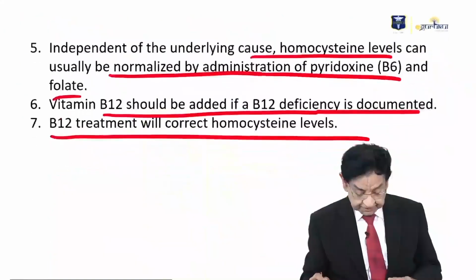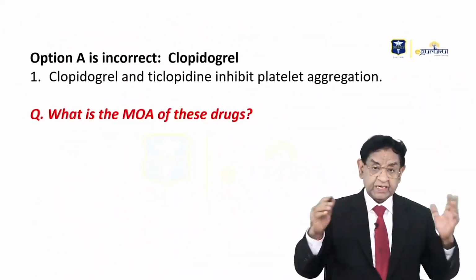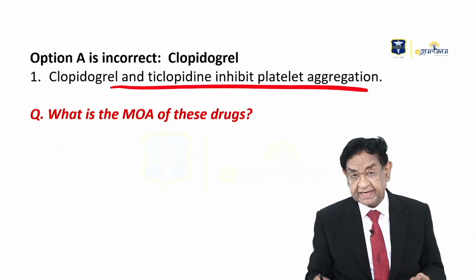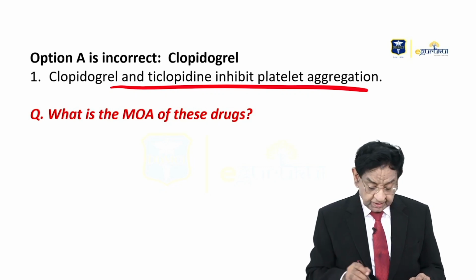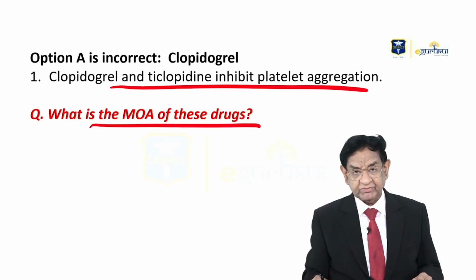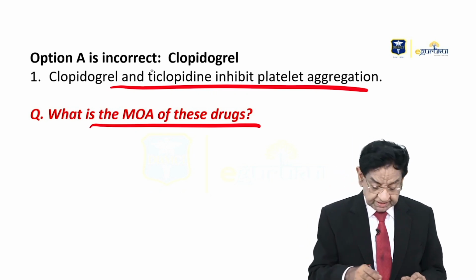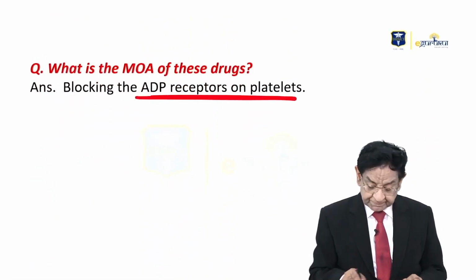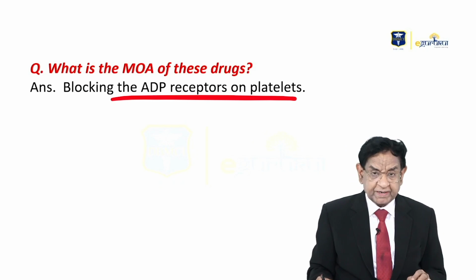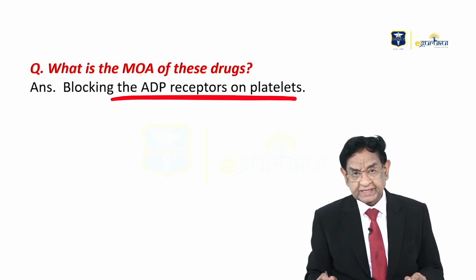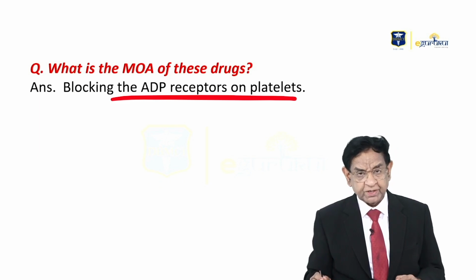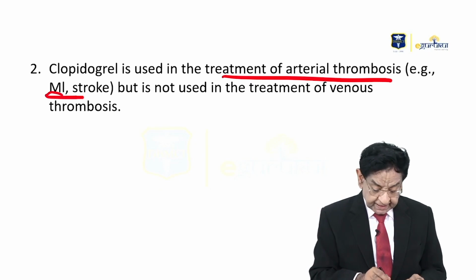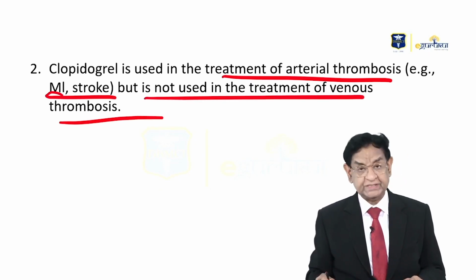If you look at the options, clopidogrel inhibits platelet aggregation. Now, what is the mechanism of action of these drugs? Write down the answer to this question. How are these two drugs going to act? They block the ADP receptor on platelets. So they are antiplatelet, but they have nothing to do with homocysteine metabolism. So this option is ruled out. Clopidogrel is used in the treatment of arterial thrombosis like MI and stroke, but not in the treatment of venous thrombosis.